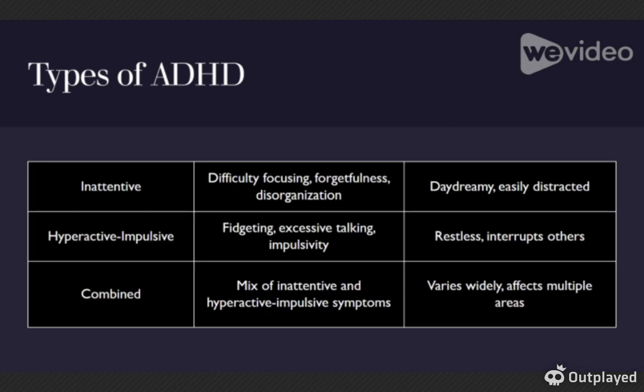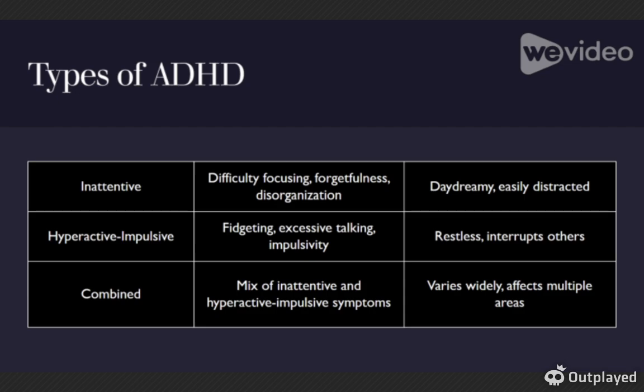Types of ADHD. There are various types of ADHD, such as inattentive ADHD. People with this type of ADHD have difficulty staying focused, forgetfulness, and disorganization. Other symptoms include daydreaming and getting easily distracted.